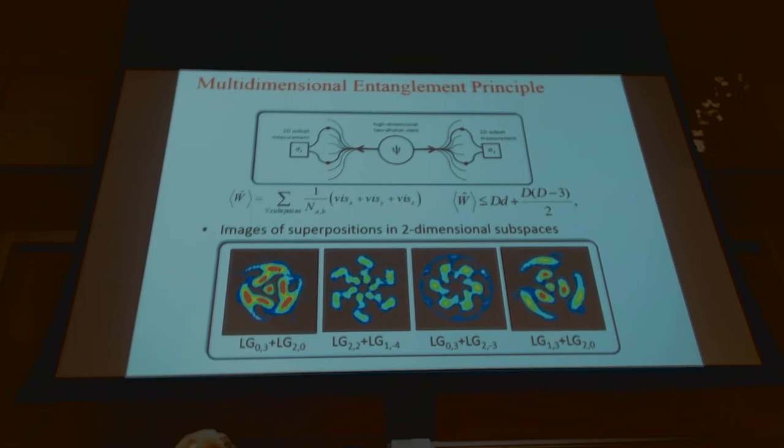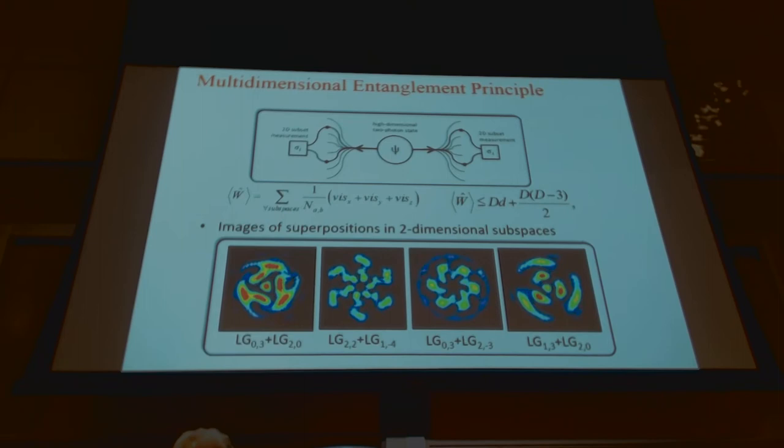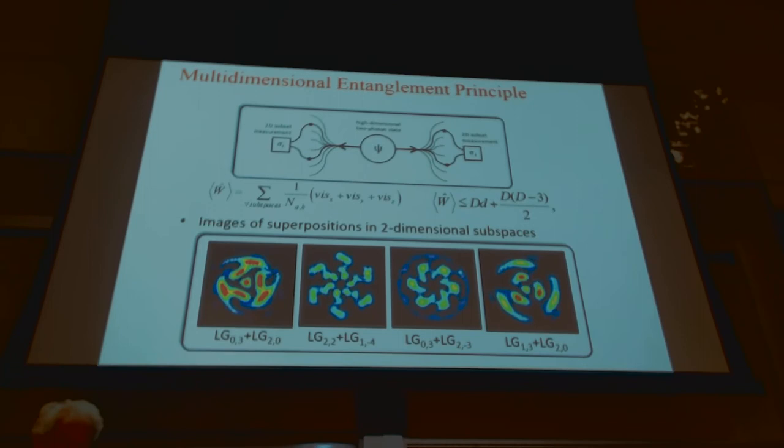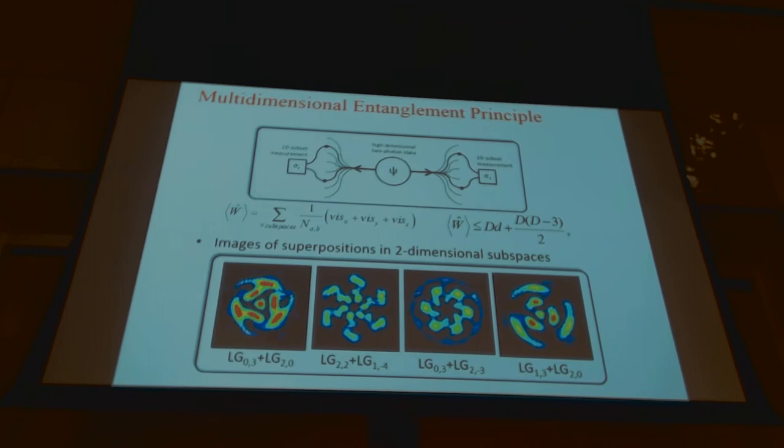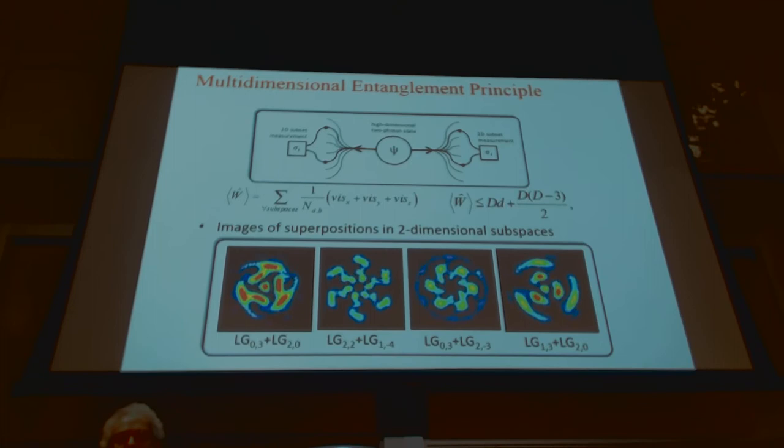So here are some of the modes, how they look. The more complicated superpositions are absolutely non-trivial. I think I shouldn't go into the detailed discussion. The question now is how to identify whether you have entanglement in these dimensions.